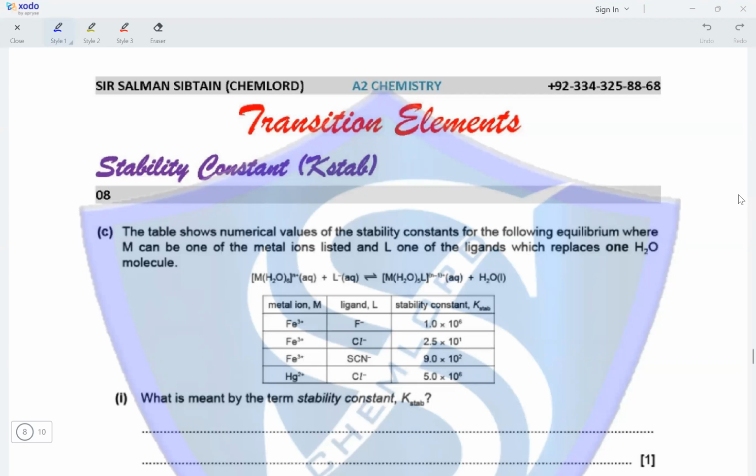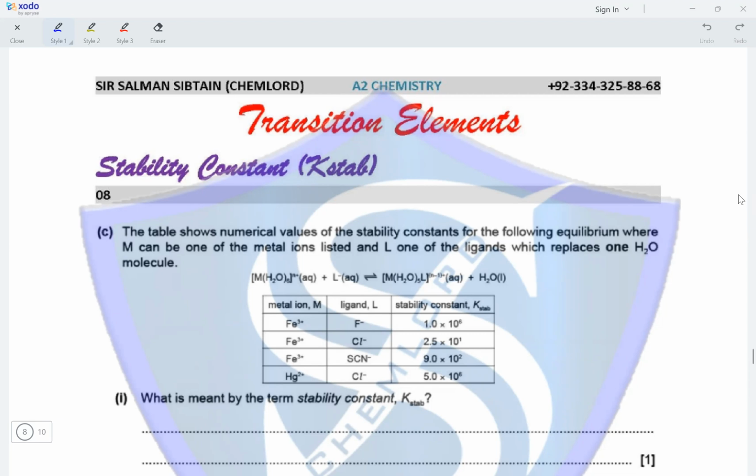Question 8. The table shows numerical values of the stability constants for the following equilibrium, where M can be one of the metal ions listed and L one of the ligands which replaces one water molecule. So the equilibrium is given in which one ligand replaces one water molecule. What is meant by the term stability constant?